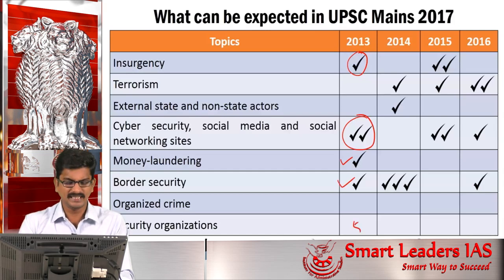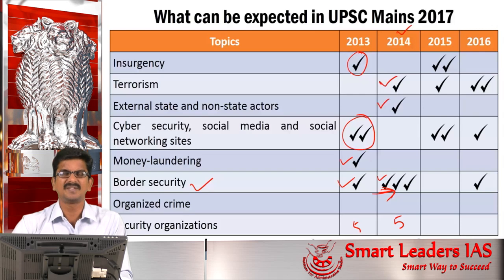In 2014, we can see there were 3 questions on border security, but it is not directly on the border security. For example, there was a question about the impact of China-Pakistan economic corridor on the strategic interest of India. It is also pertaining to border security. So that's the reason I have included that in this column. In 2014, there were 5 questions, 1 from terrorism, 1 from external state and non-state actors, and 3 from border security. In 2015, there were 2 questions on insurgency, 1 on terrorism and 2 on cyber security related topics.